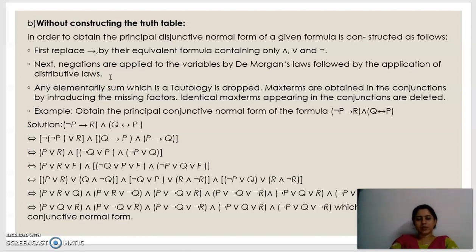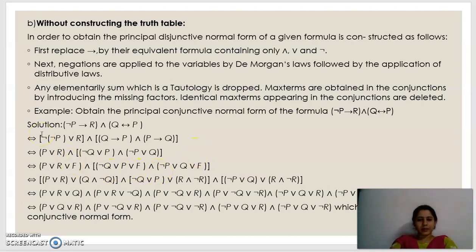Elementary sums means those are not max terms. So in those elementary sums, for whichever variable is missing, add that variable by ORing with F. In disjunction normal form, we replace by AND with true. Here we replace by OR with F.